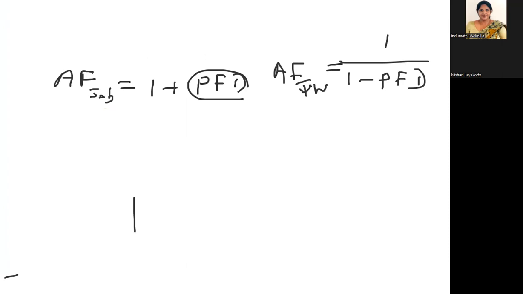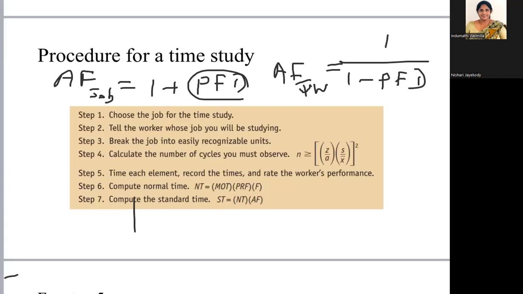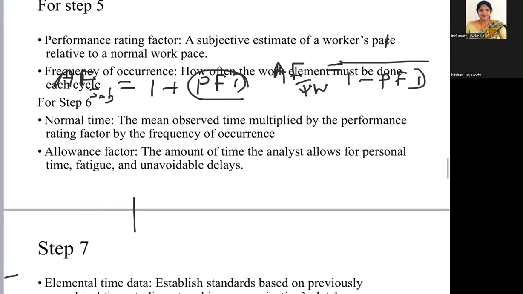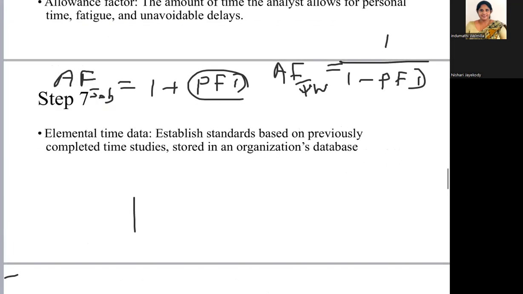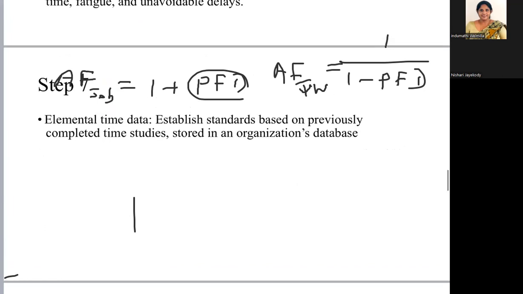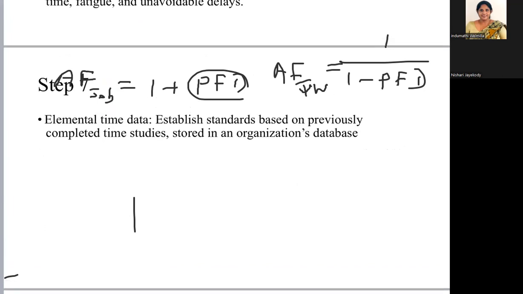So another thing in here, shall I move to the next slide? Yes, step 7, last step. Now we talk, right? So elemental data time. This elemental data time is another important thing we have to understand before understanding the final step, that is calculating the standard time, right? Standard time.